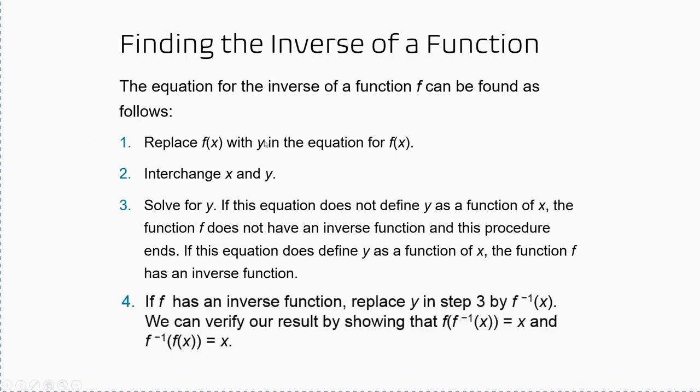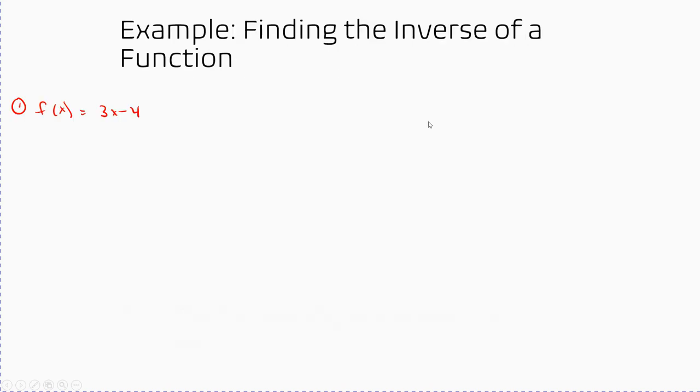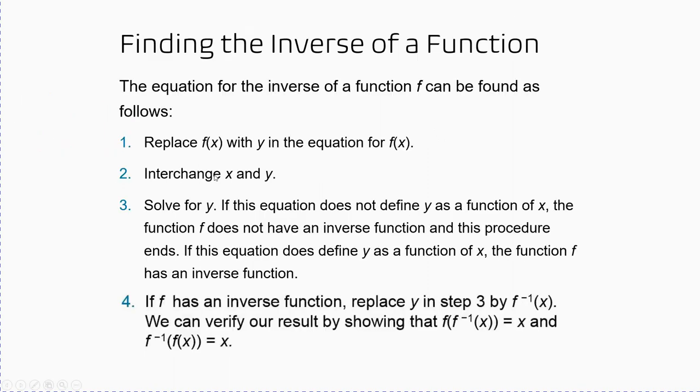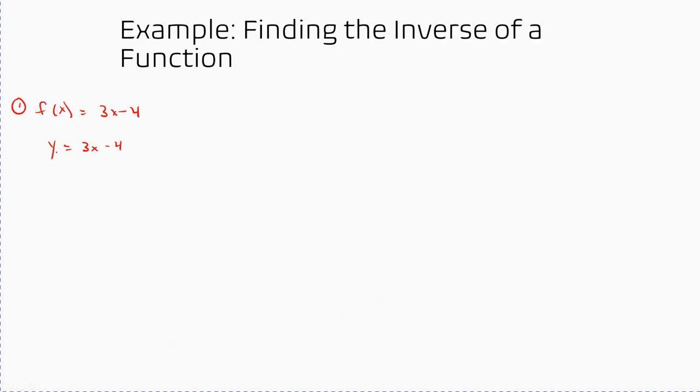So first, replace f of x with y in the equation. So there's f of x. I'm going to take it as y like this. Awesome. Next, I'm going to interchange x and y. Okay, so I'm going to take wherever I see a y, I'm going to write an x. And whenever I see an x, I'm going to write a y.